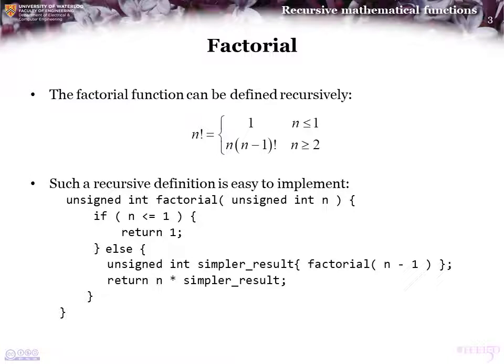Now, in this case, we actually assigned the simpler result to a local variable and then calculated n times that simpler result. If you wanted to, you could also just calculate n times factorial of n minus 1. Both of these would be equally correct, and both of these calculate the factorial recursively.